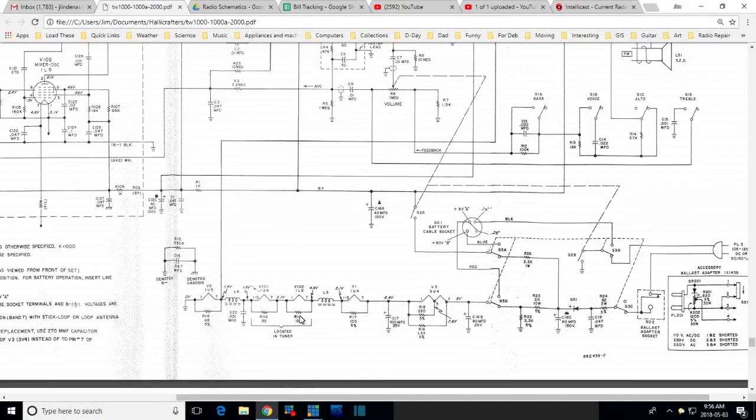Okay, so here's the schematic. There's the tube string again. Here's the 9 volts. What did I measure there again? 9 volts on pin 7. I'm just making the measurement again here. The actual measurement was 30 volts. So, getting 30 volts here. Maybe a short on this. A short on this would probably blow this tube.